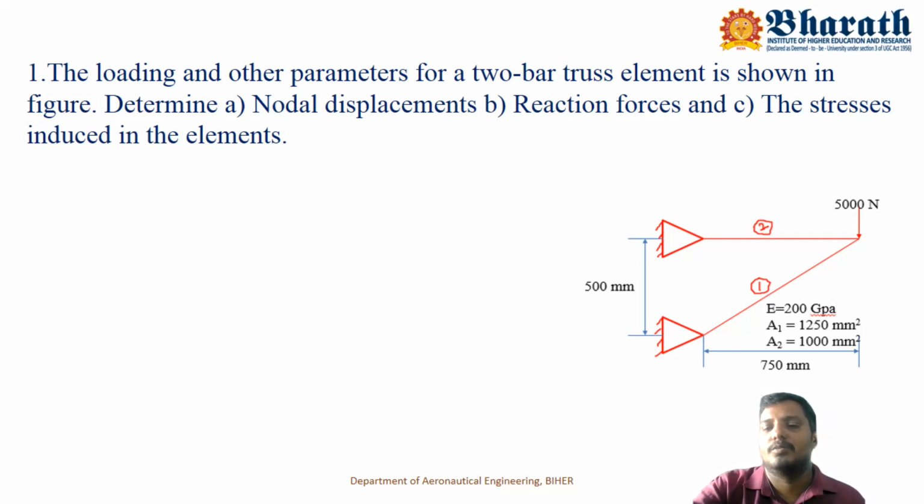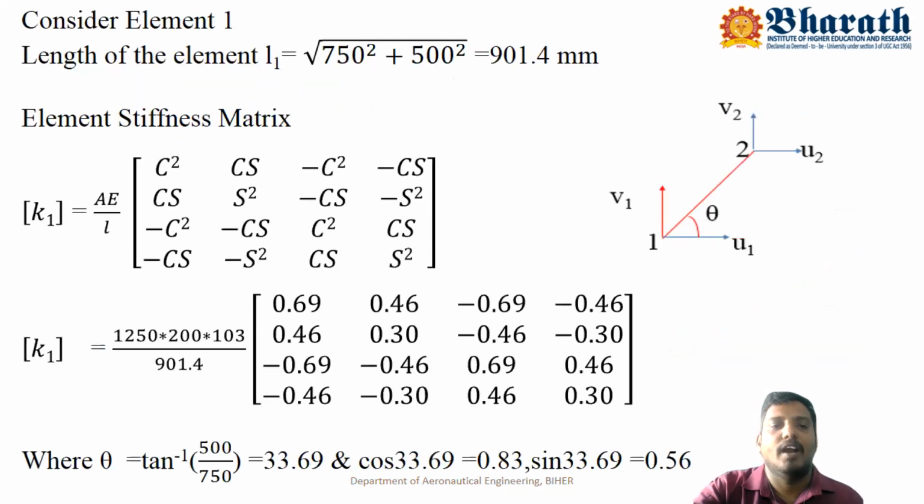Okay, first we have to describe the structure. Here we have a 2-bar truss element. I name the elements number 1 and number 2 for the given truss structure. Then we develop a finite element equation for truss element 1 as well as truss element 2. Then we assemble them and we will get the global finite element equations. First we consider element 1.